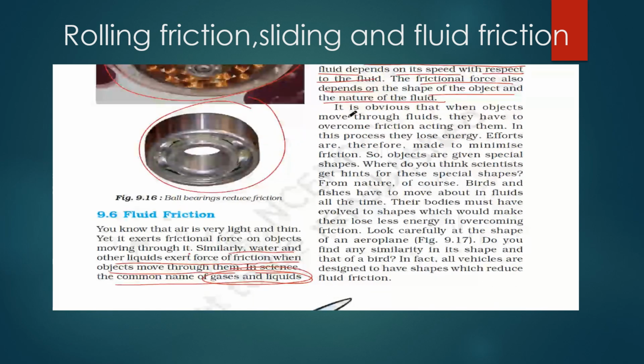So it is obvious that when objects move through fluids, they have to overcome the friction acting on them and they lose certain energy. So efforts are made to minimize the friction. Objects are given very special shapes. Like birds, they have a definite structure of body. Fishes have to move in fluids all the time, so their body shapes have evolved to make them lose less energy in overcoming the friction.